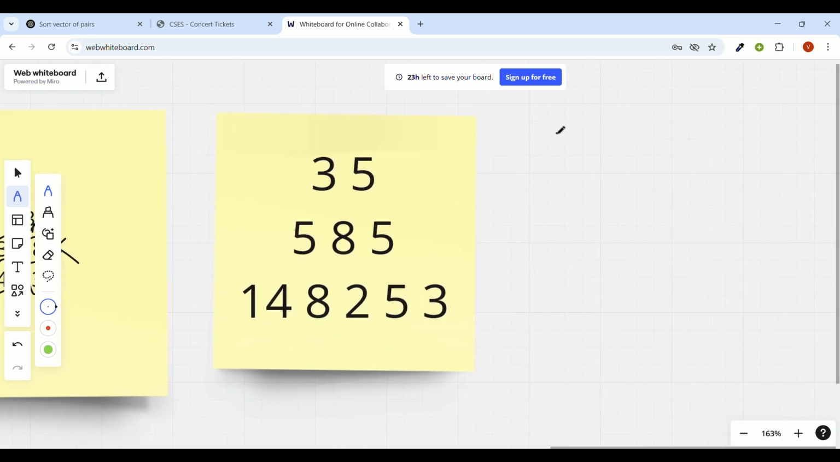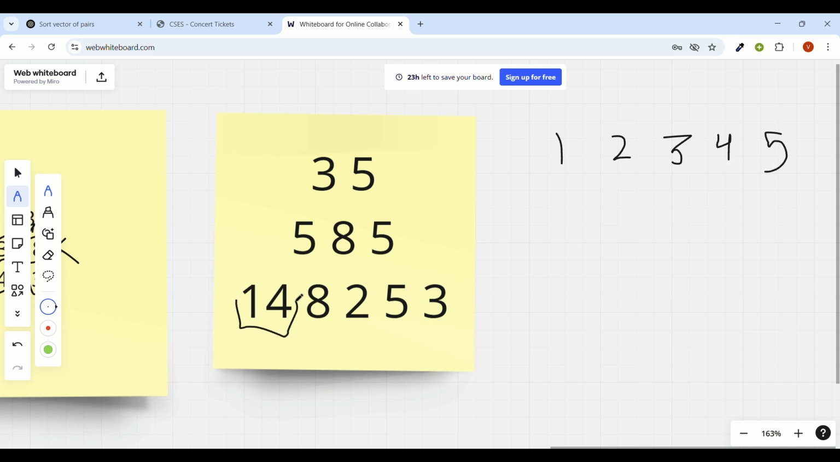Let's say this is another test case. We are having 5 customers: 1, 2, let's say 3, 4, and at last the 5th customer.